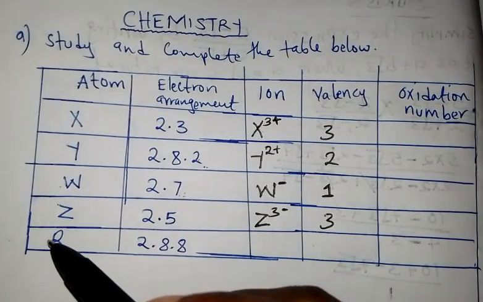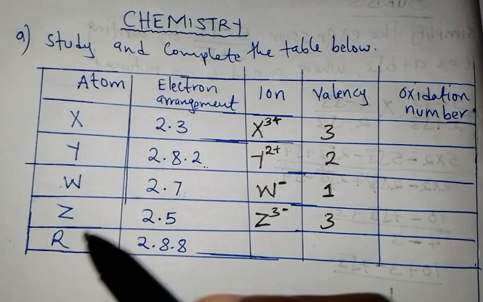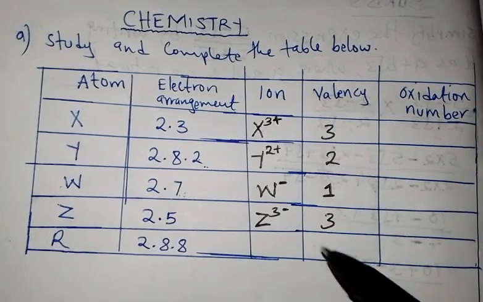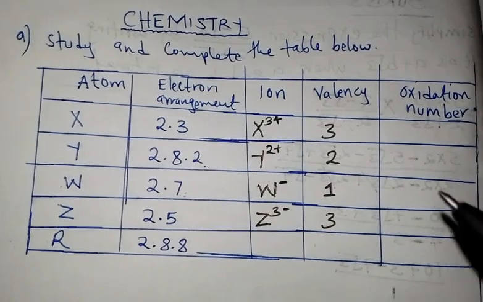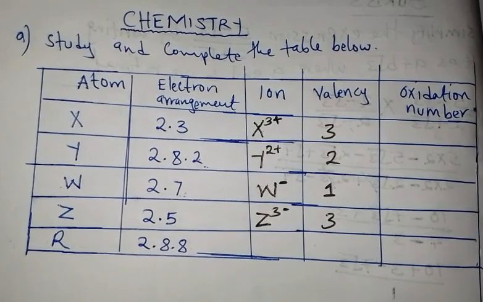Again, under the atom R, we are not going to talk about the valency because it never gained nor did it lose electron or electrons for it to become stable.